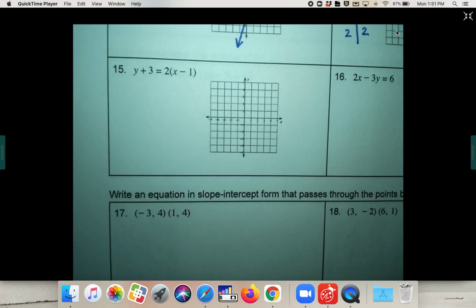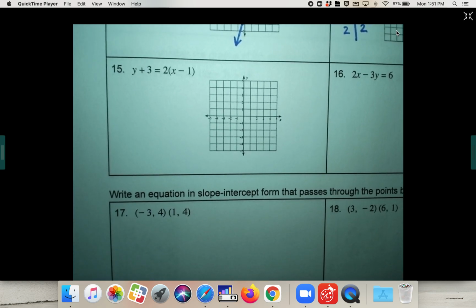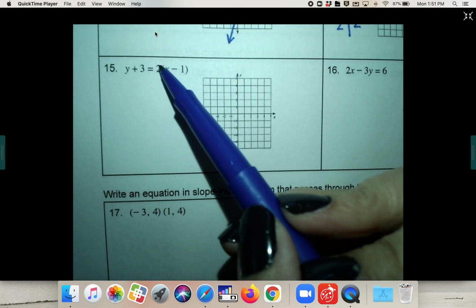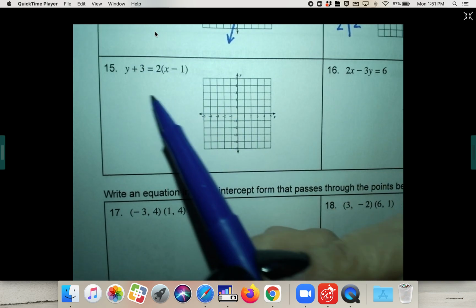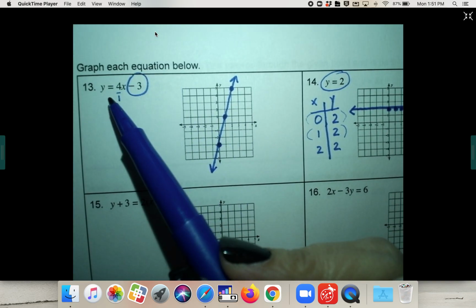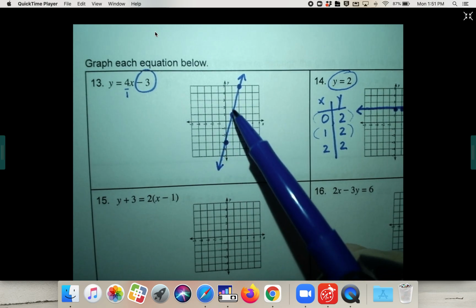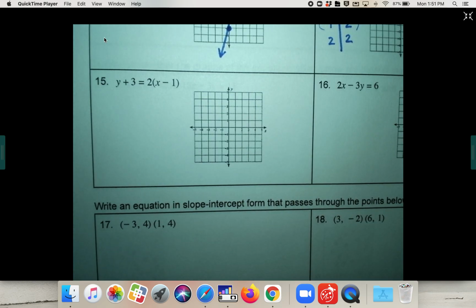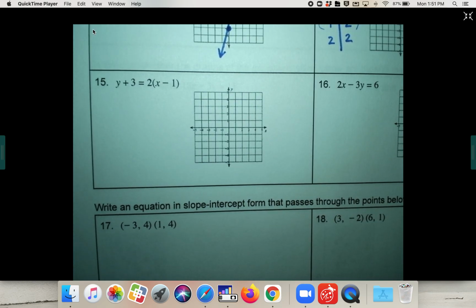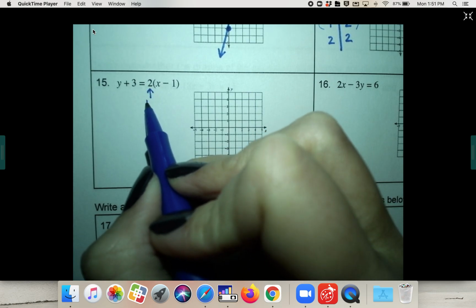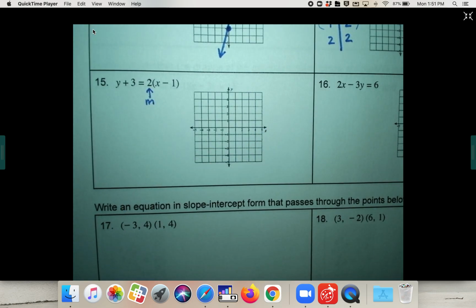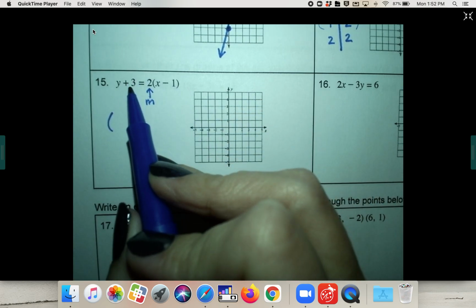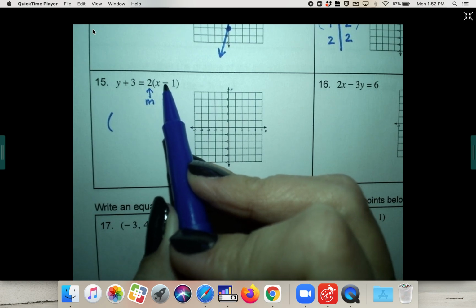All right, number 15, I noticed that this is in point slope form. It's not in slope intercept form, so you have a couple of options here. You can either distribute and then move the plus 3 to minus 3 and get it in slope intercept form, so you can graph it from the slope and the y-intercept. Or if you're pretty good at point slope form, this is easier. This is given as the m already, so we already know the slope. And a point is, this is your x coordinate and this is your y coordinate. But remember, the formula is to subtract it.